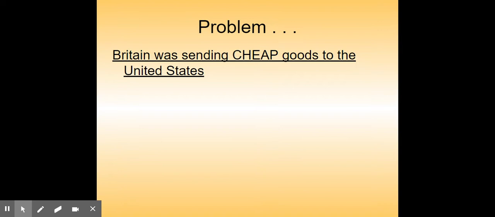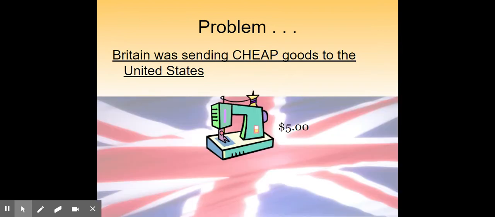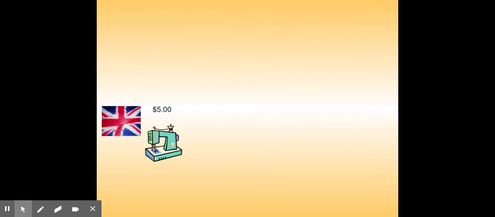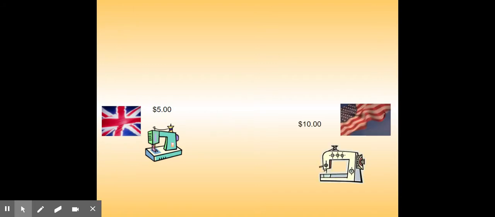Okay. For example, a sewing machine. Let's say a British sewing machine costs $5. There's our little British sewing machine. A comparable US sewing machine costs $10. Well, you guys can probably guess which one people are going to buy? Probably the $5 one. Okay, it's cheaper.